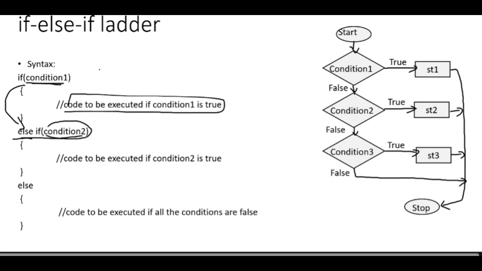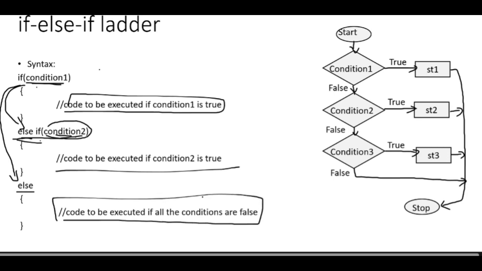So here we'll use else if and the condition for the second one. If that is true, the code will be executed. If it is not true, both of these become false, the commands are not true, it'll move on to the else statement, where the else statement will be executed if all the conditions, that is these, are false.